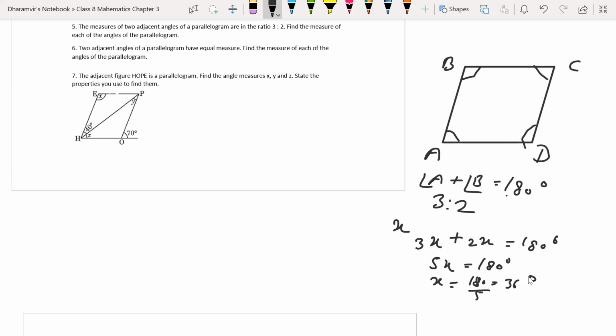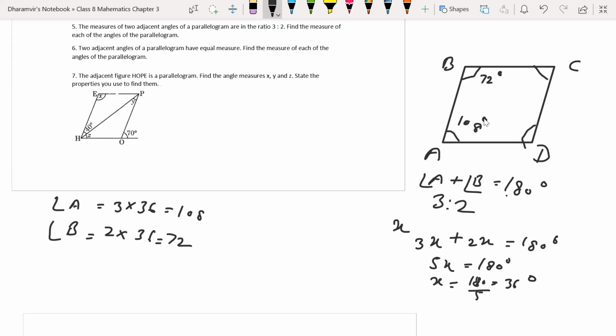If x is 36 degrees, then angle A is 3 into 36, that's 108. Angle B is 2 into 36, that's 72. Angle A is 108. Angle B is 72.